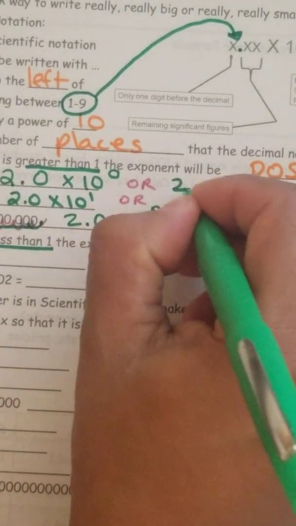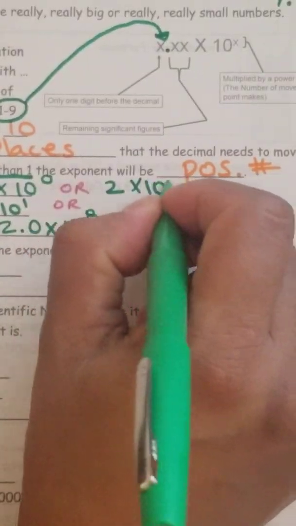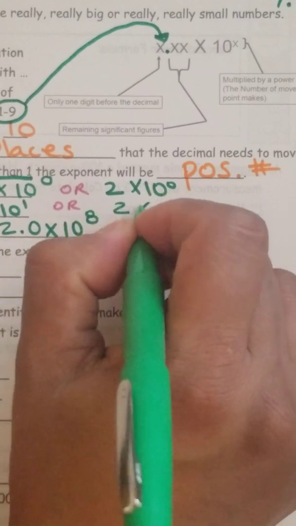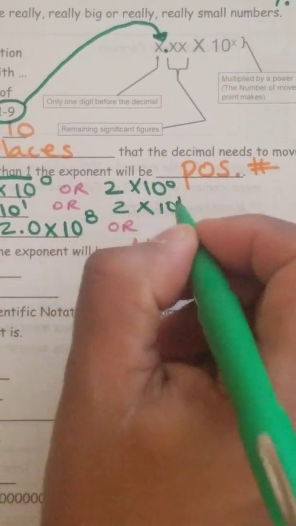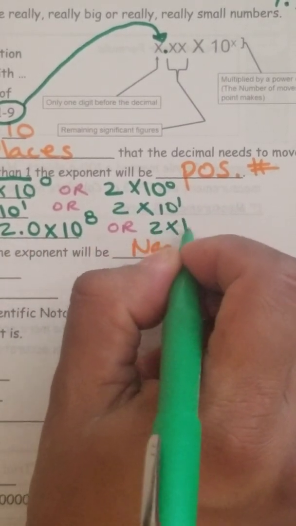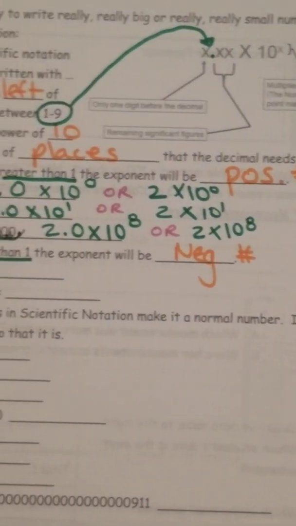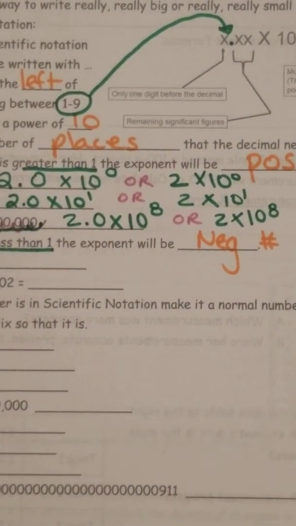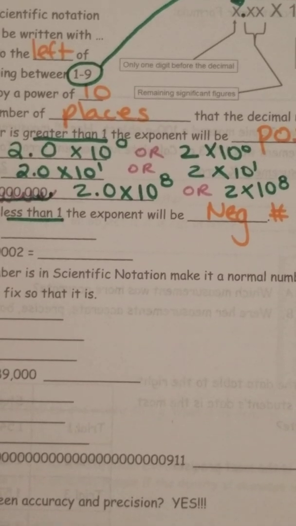if you put 2 times 10 to the 0 power, 2 times 10 to the first power, 2 times 10 to the 8th power. I'm okay with that as well. They're the same thing. Okay. Next practice problem's over here.